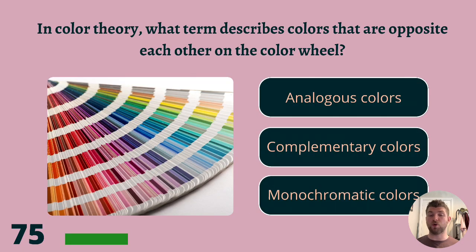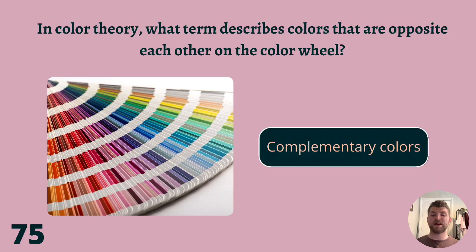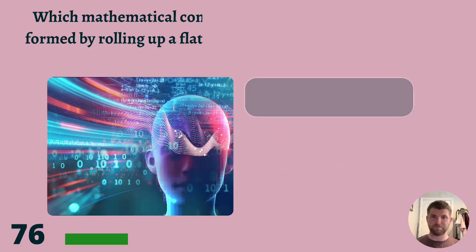In colour theory, what term describes colours that are opposite each other on the colour wheel? Analogous colours, complementary colours, or monochromatic colours? The answer is complementary colours. We've got just 25 questions left.